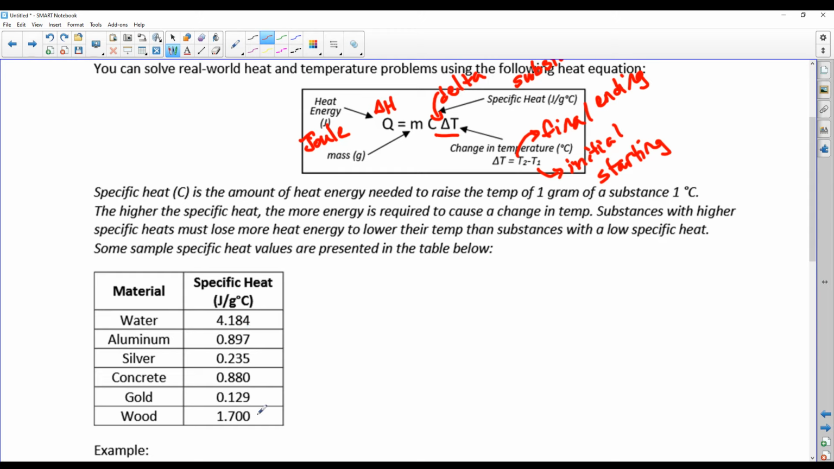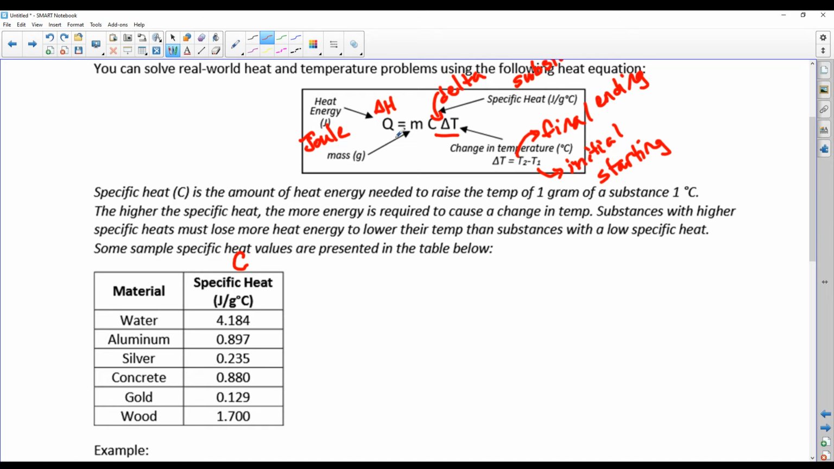Okay, so we've got different substances here with their different specific heats. All this matters in that this is a constant. As long as we know what substance it is that we're working with, we pick one of these for our C. So this is our C in the equation up here. And it does depend on what we're working with.